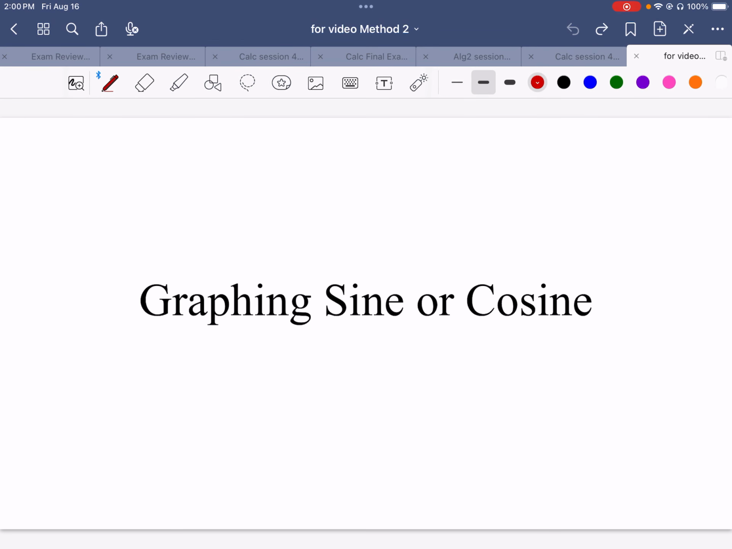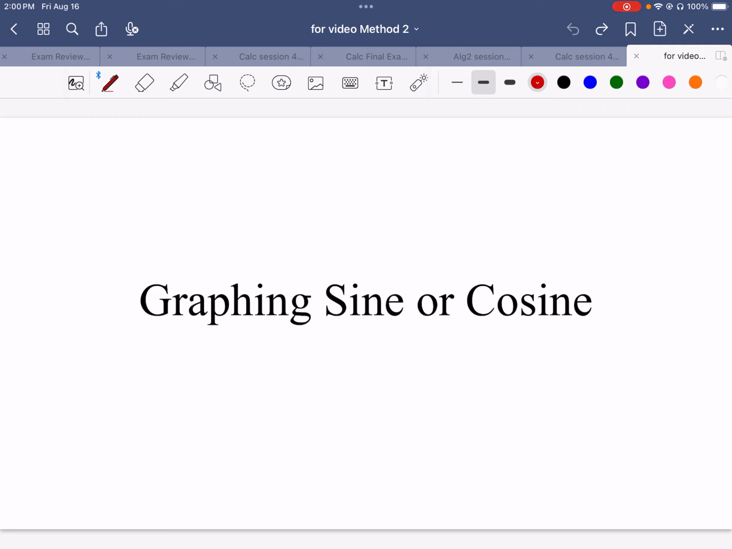All right, let's get started. I'm going to do a video here showing you how you could teach graphing sine or cosine. And what's great about this technique is that it works for any type of function, not just for trig functions.